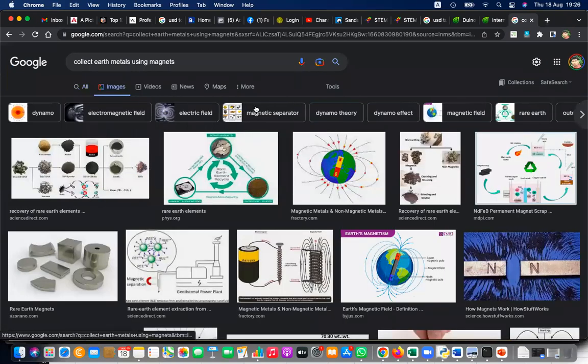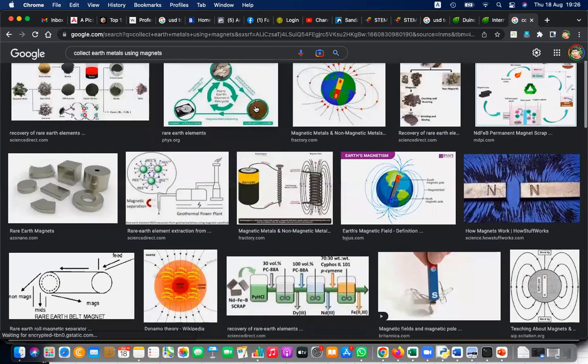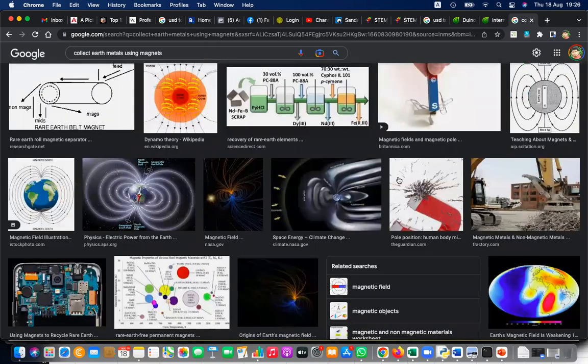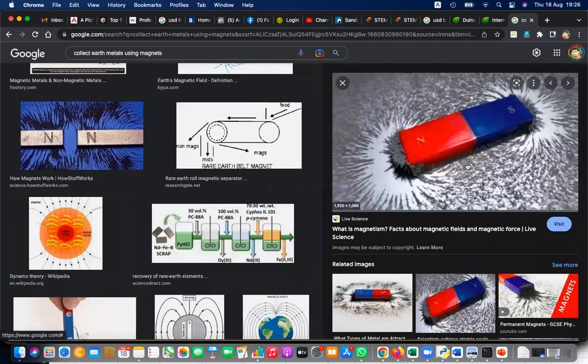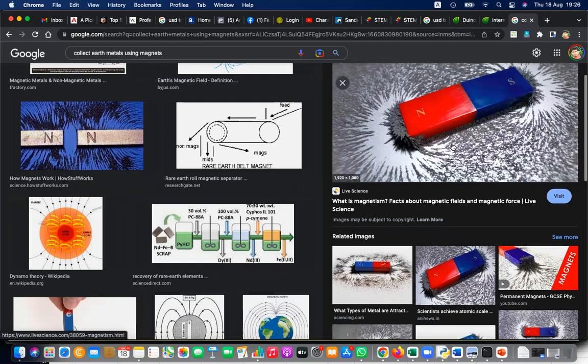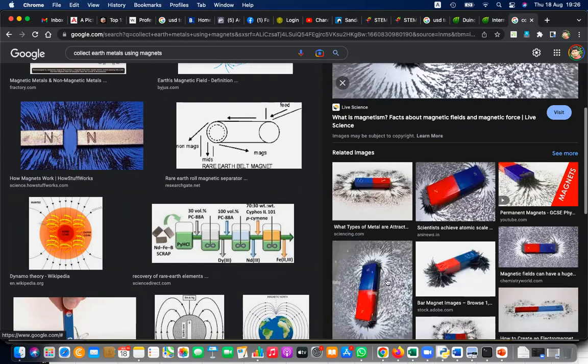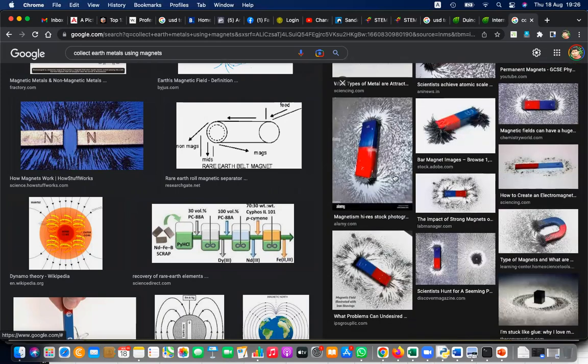So to do that, you can use a small experiment like this. This is showing the magnetic field around the magnet. You can see the concentration at the North Pole, a higher concentration. And also at the South Pole, you can see a higher concentration. But in other areas, you will not be able to see that kind of concentration. So these lines are showing the concentration.